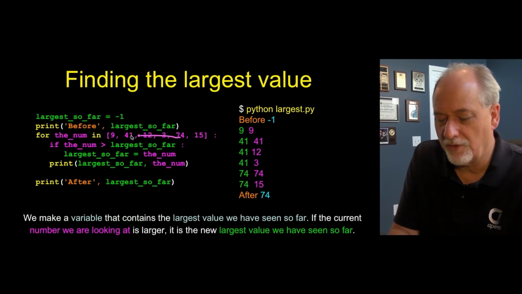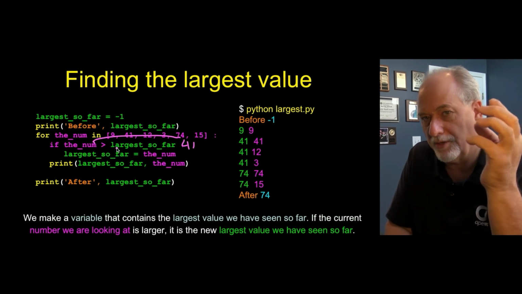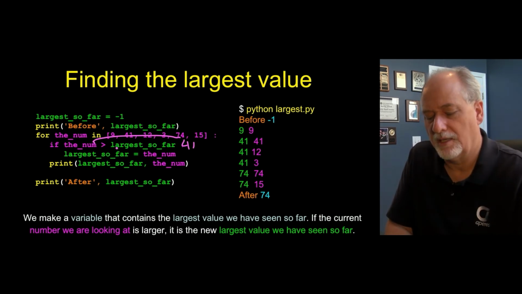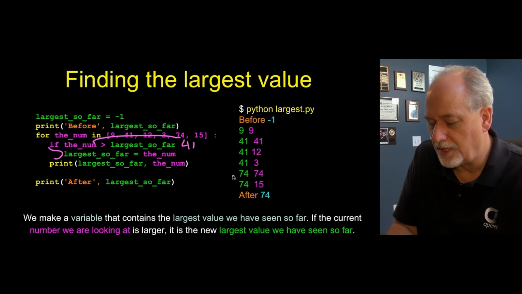And now we see 74. Is 74 greater than 41? See, we never are looking at all the numbers. We're only looking at the window on the numbers of the current number that we're looking at. So is 74 greater than 41? The answer is yes. So we run this code, and then we capture the 74.